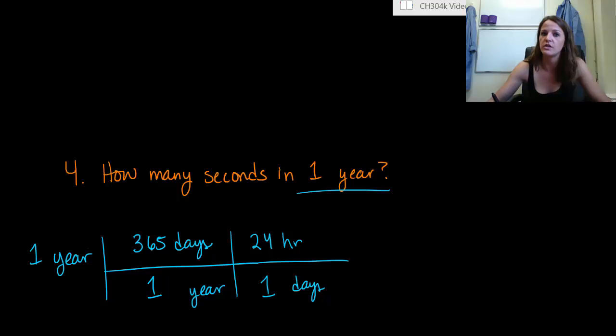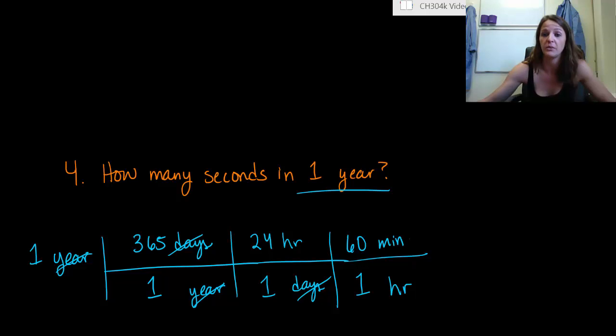Let's start canceling off these units so it's a little bit more clear. So year cancels out, day cancels out, day cancels out. We're left in hours, so that's good. We're getting closer to seconds. So now for every 1 hour, if hour is on the top, hour has to be on the bottom. For every 1 hour, we know there's 60 minutes.